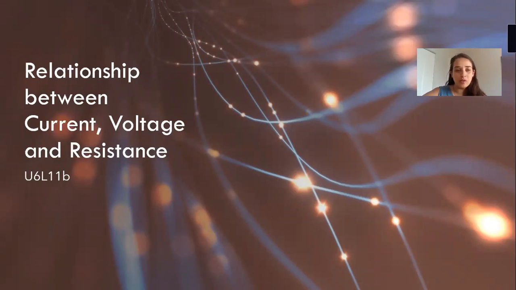Today we are going to continue our lesson 11 on understanding the relationship between current, voltage, and resistance. So today is all about practicing Ohm's law. Yesterday we learned about this critical relationship between current, voltage, and resistance, and today we're just going to spend the majority of the class practicing calculating the relationship in order to solidify our understanding on the topic.